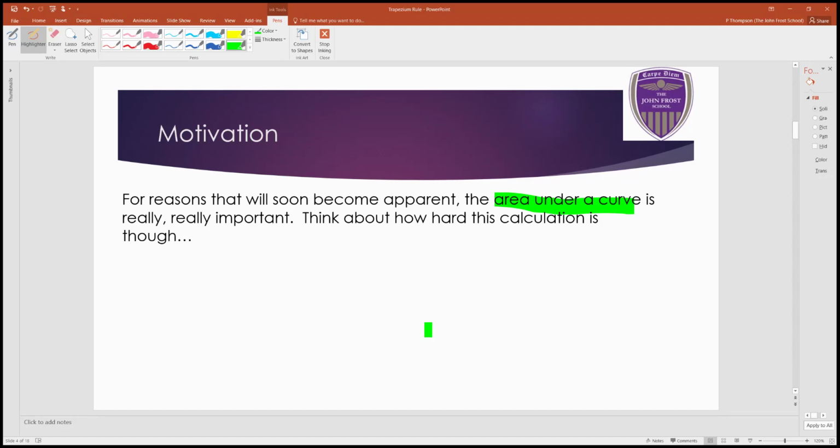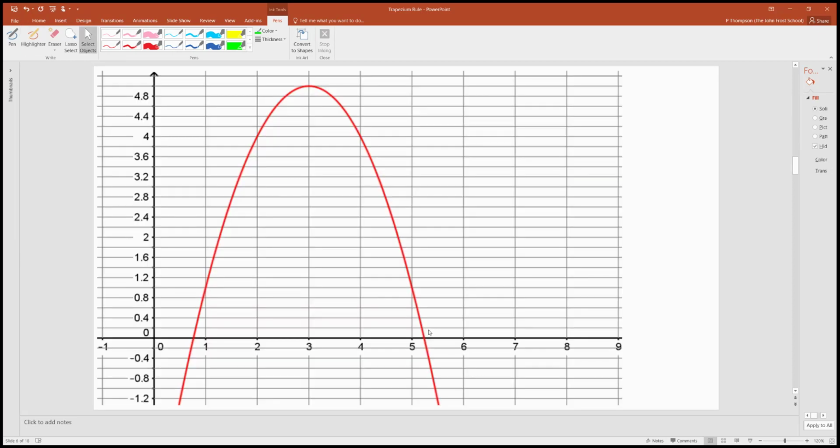But just think about how hard it would be to work out the area under a curve by eye, for example. If you look at this graph here, imagine how hard it would be to work out the area, because it's all curves here. There are no straight lines and no rectangles you could use. So there must be a way to do it, and there is, by using the trapezium rule.